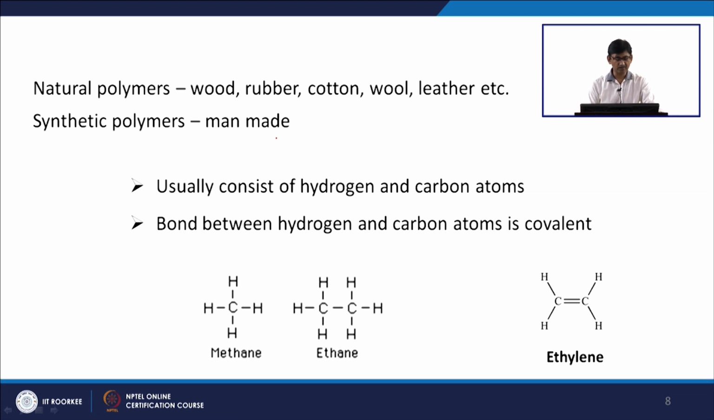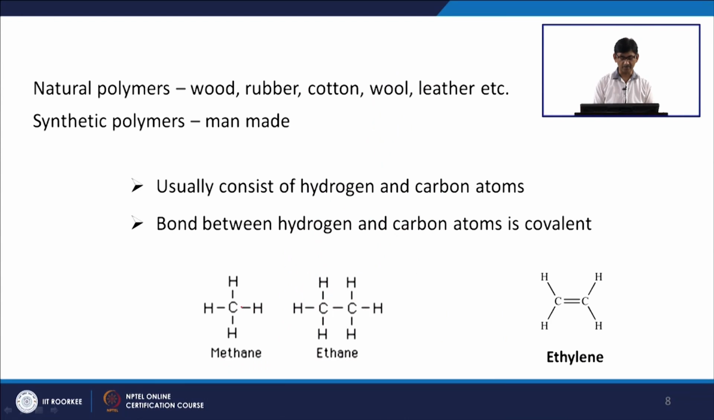This polymer actually consists of hydrogen and carbon atoms. Usually there are some other elements also, or some other atoms can be added in the molecule. But usually, in most polymers, the main components are hydrogen and carbon atoms, and the bond between the hydrogen and carbon atoms will be covalent. So it will be like this: each carbon atom is sharing one electron with each of the hydrogen atoms, so that they have a stable configuration.